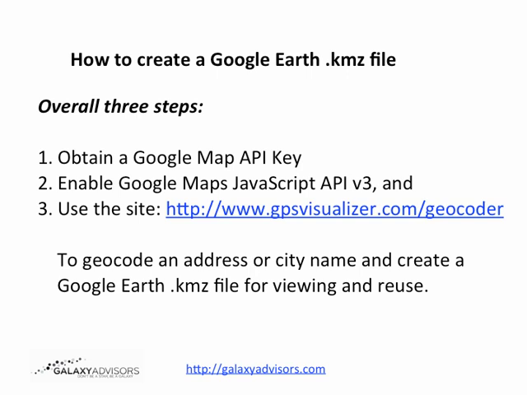And third, use the site http://www.gpsvisualizer.com/geocoder. And all the links that are within this video are under the Show More underneath the video. And you use this site, GPS Visualizer Geocoder, to geocode an address or city name and create a Google Earth .kmz file for viewing and reuse.